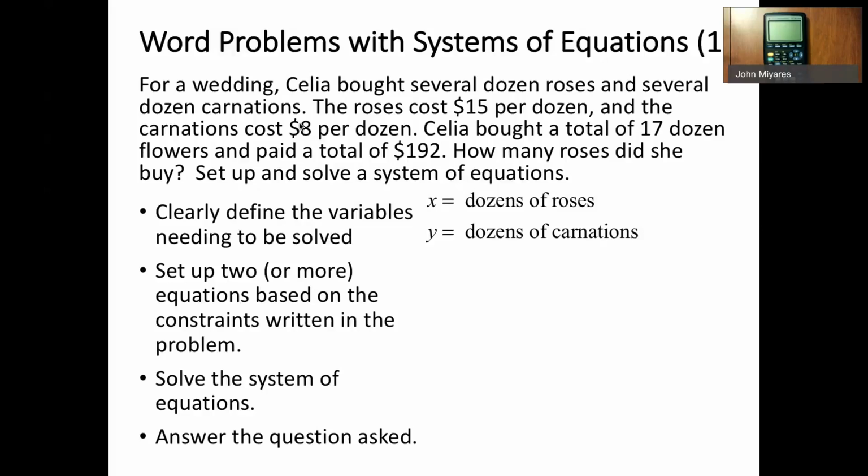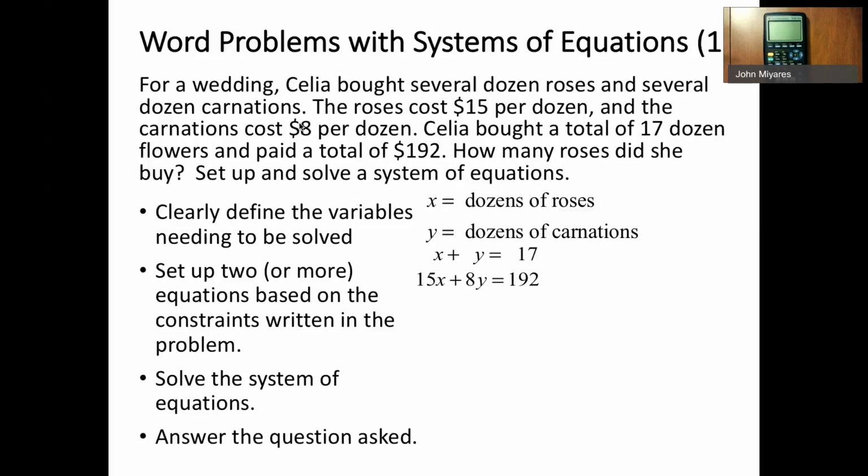So now we know there were a total of 17 dozen flowers purchased. So we can set that up in one equation as x plus y equals 17. Next, we know that roses cost $15 per dozen and carnations cost $8 per dozen. So that's going to create a second equation, 15x plus 8y equals 192.